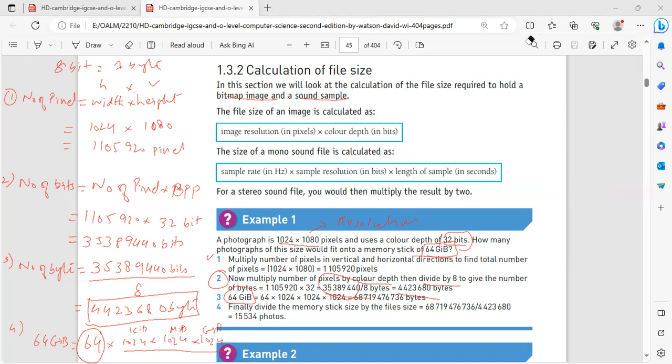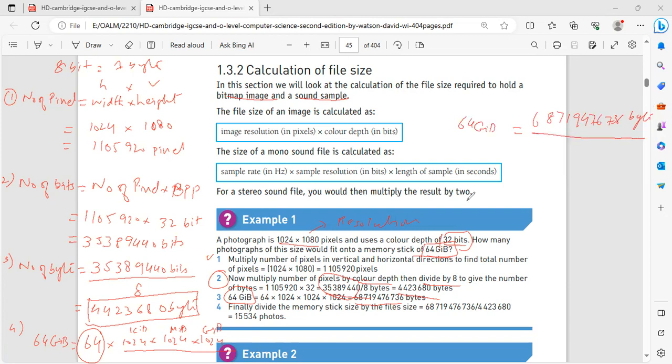Okay, good. So it is asking how many files would be required to store in 64 GB storage. So for that purpose, we have found these are bytes, okay? 68,719,476,736 bytes will be equal to 64 GB.